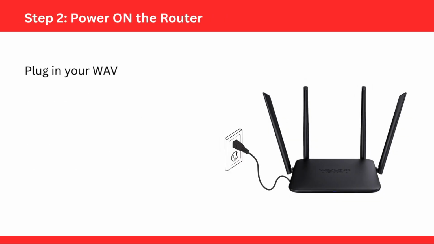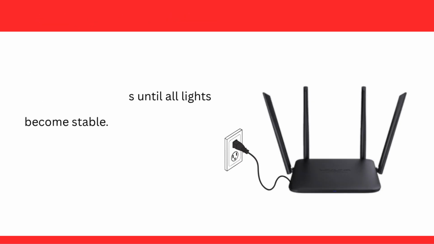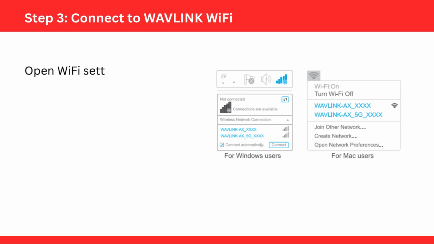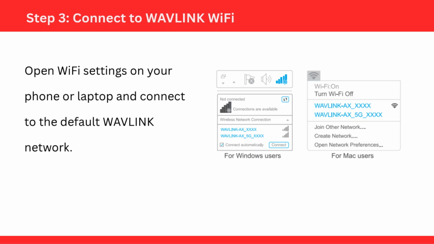Step 2. Power on the router. Plug in your Wavlink router and wait for 1-2 minutes until all lights become stable. Step 3. Connect to Wavlink Wi-Fi. Open Wi-Fi settings on your phone or laptop and connect to the default Wavlink network.